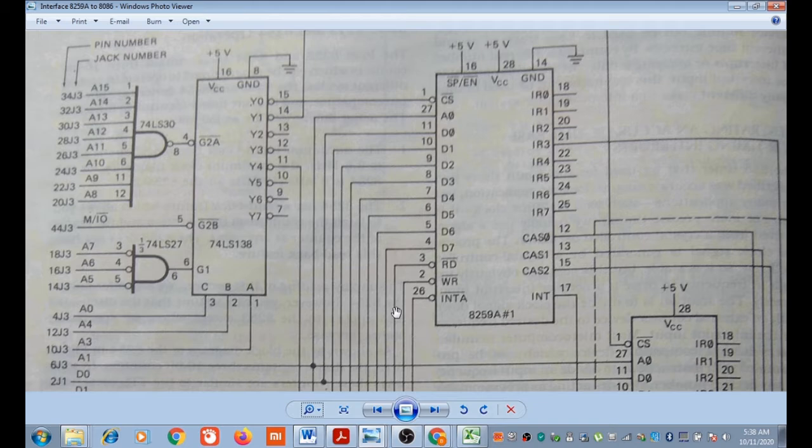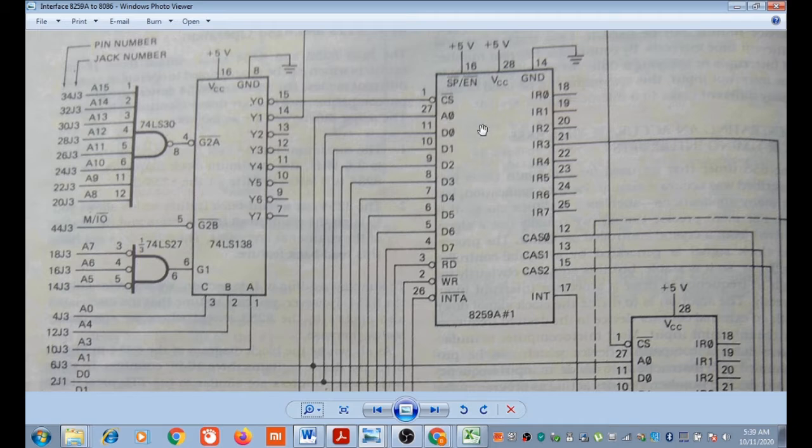Let us check how we connect an 8259A with 8086. See this side, these signals are coming from 8086. This 8259A is a part of a circuit. So every device in a circuit should have an address.